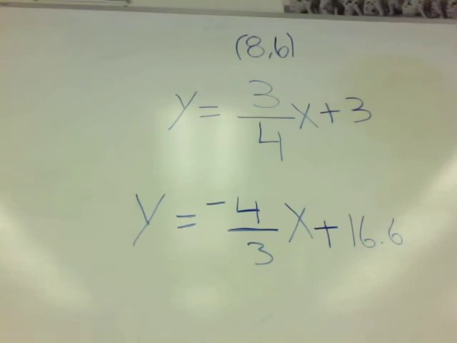Our parallel formula is y equals 3 over 4x plus 3. And our perpendicular line equals y equals negative 4 over 3x plus 16.6.